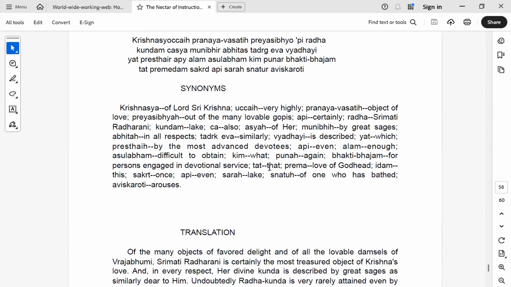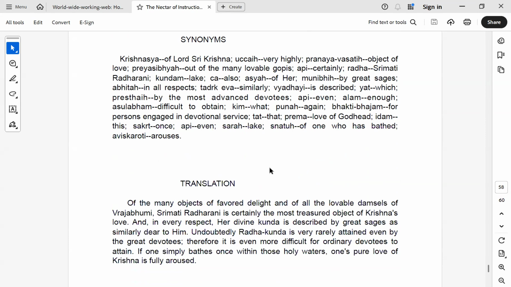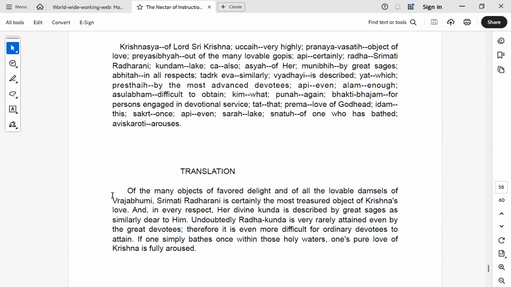Okay, so the last one, the 11th verse, is the hierarchy of, this is the topmost goal. We talked about the hierarchy of places and then people and the topmost goal. Of the most objects of favored delight and of all the lovable damsels of Rajbhumi, Srimati Radharani is certainly the most treasured object of Krishna's love. And in every respect, her divine kund is described by great sages as similarly dear to him.